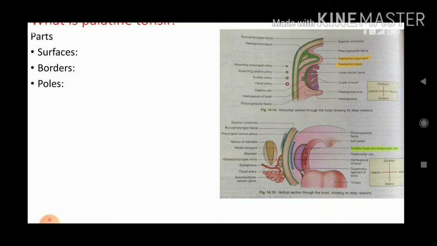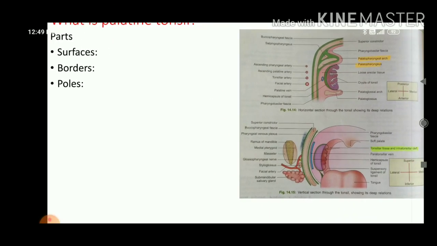Another significance is that the palatine tonsil is one of the organs in our body which regresses with age. Generally the organs increase or progress with age, but there are two organs basically, thymus and palatine tonsil, which regress with age. Therefore in children we have a large palatine tonsil. On the other hand, in adults it is relatively smaller.